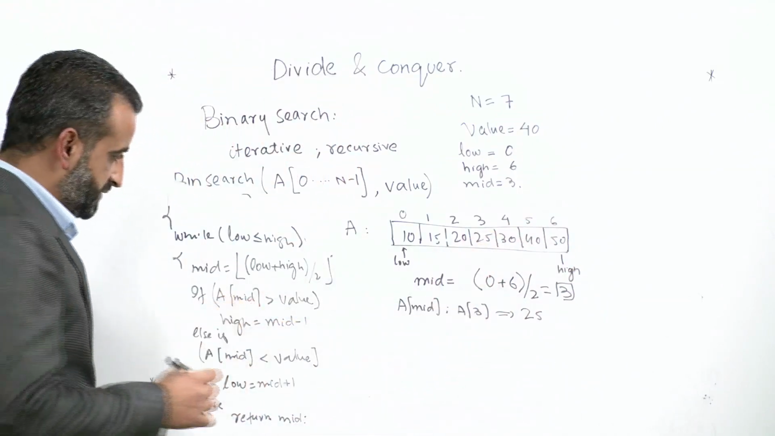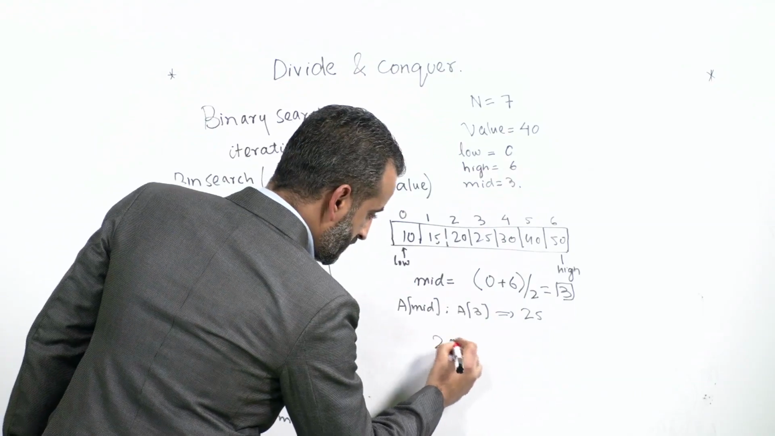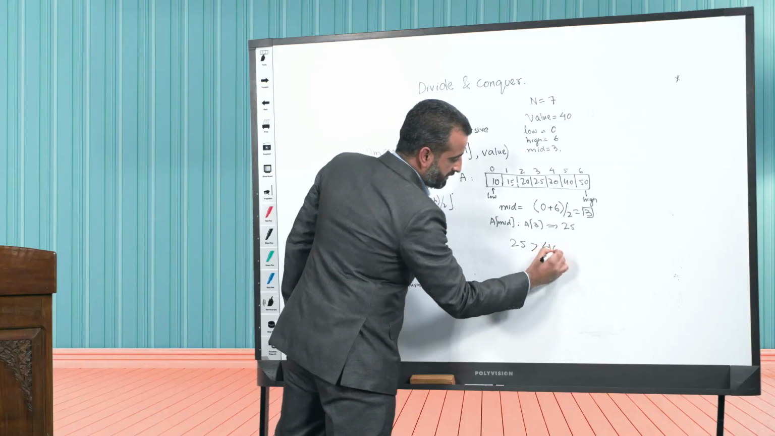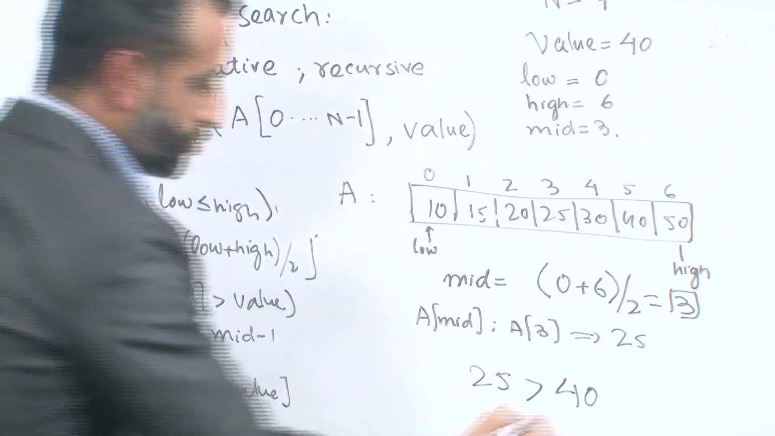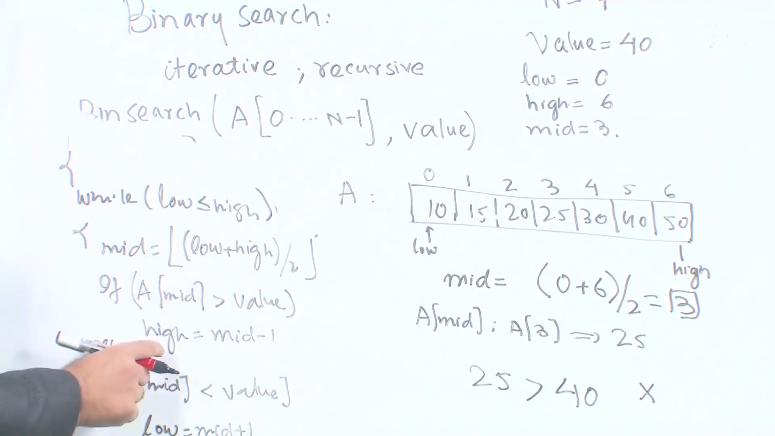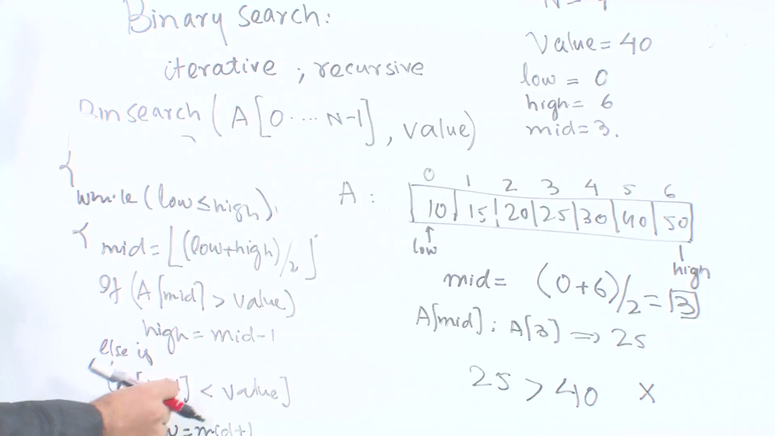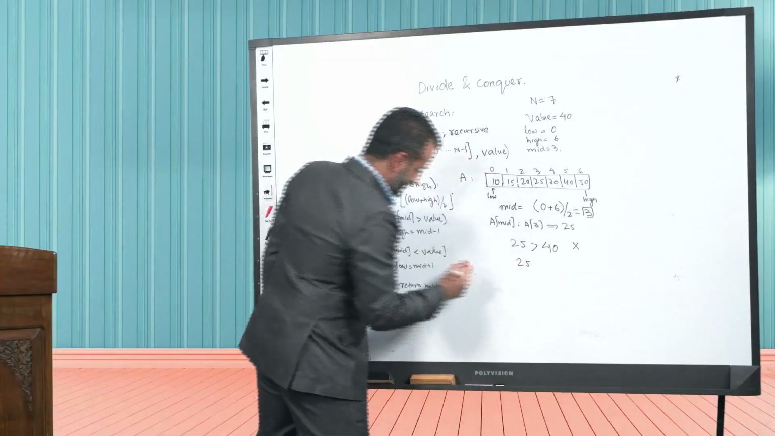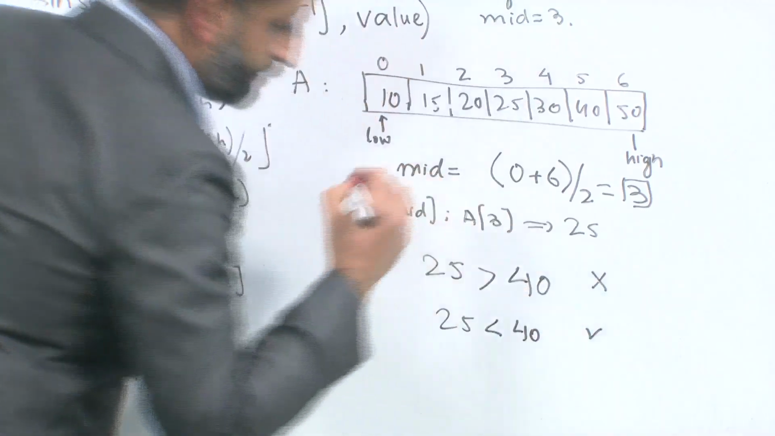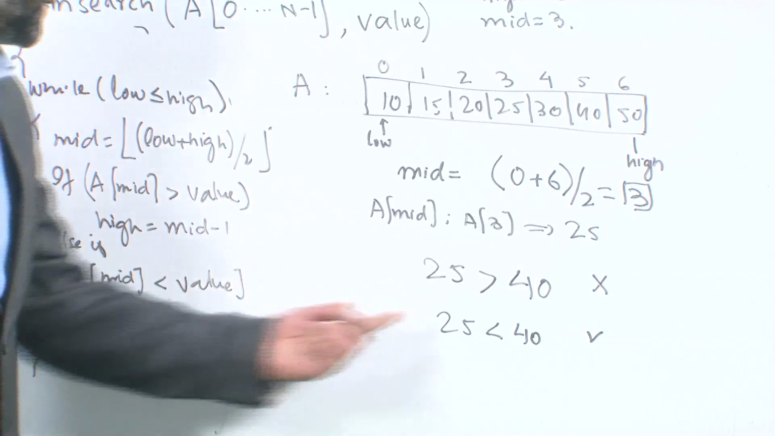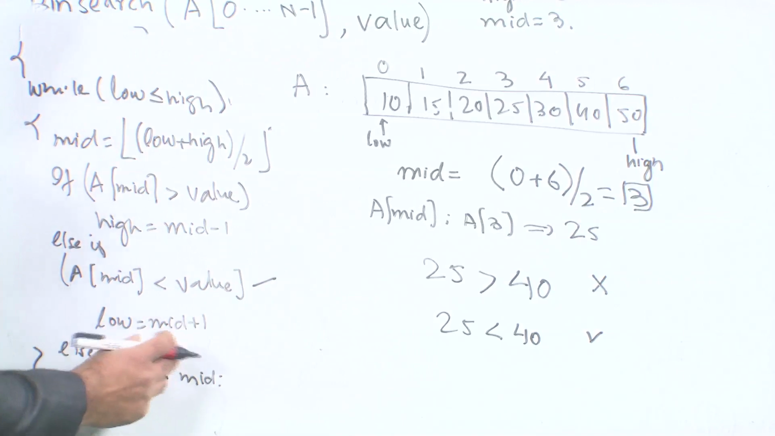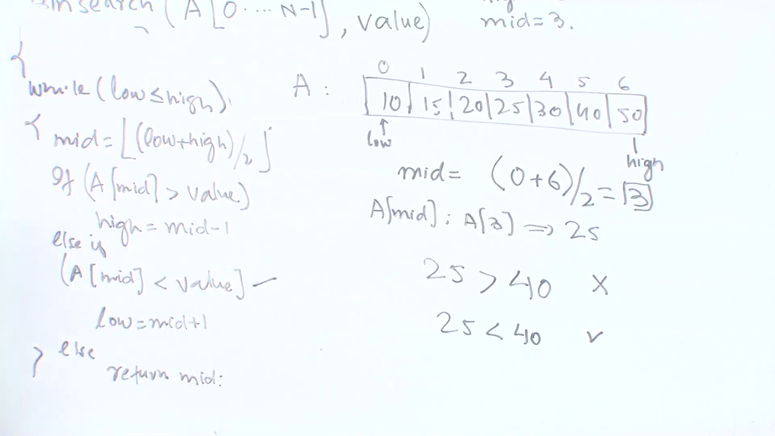If this value A of mid, which is basically 25, is it greater than the value? What's the value? 40. Since the condition is false, it will skip this if statement, it will not go inside this if statement. It will move to the next else if statement and find out A of mid, that's my 25, is it less than the 40? In this case, my condition is true, because obviously 25 is smaller than 40. So when this condition is true, I'll try to reset my low. So what's my new low?